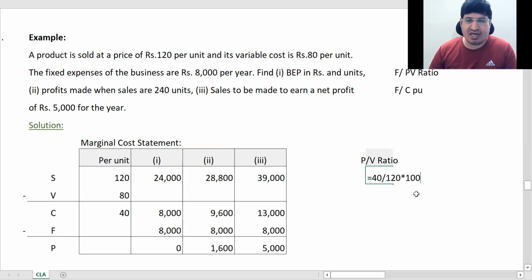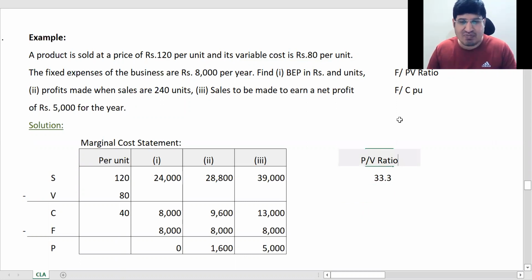Okay, and so BEP is equal to F upon PV ratio. Fixed cost is already given here. Fixed cost is 8,000. Okay, here, yeah, 8,000. So let's see, what will we do now.